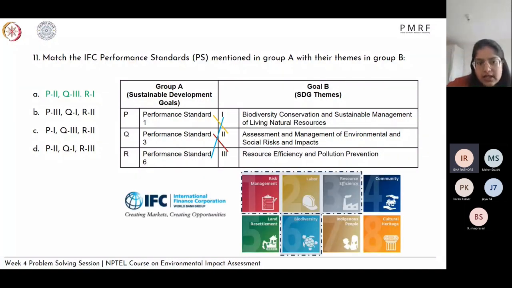The correct answer is A. So performance standard 1 deals with risk management, and it matches with the assessment and management of environmental and social risks and impacts. Then performance standard 3 deals with resource efficiency, and it matches with resource efficiency and pollution prevention. And performance standard 6 deals with biodiversity, and it talks about biodiversity conservation and sustainable management of living natural resources. So P matches with 2, Q matches with 3, and R matches with 1. So A was the correct answer.